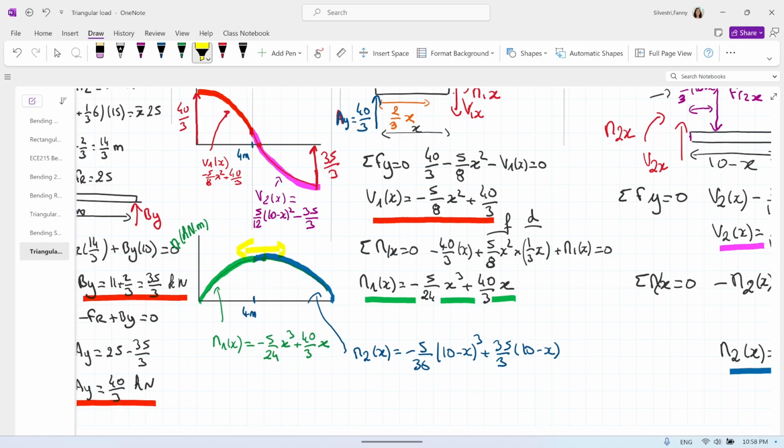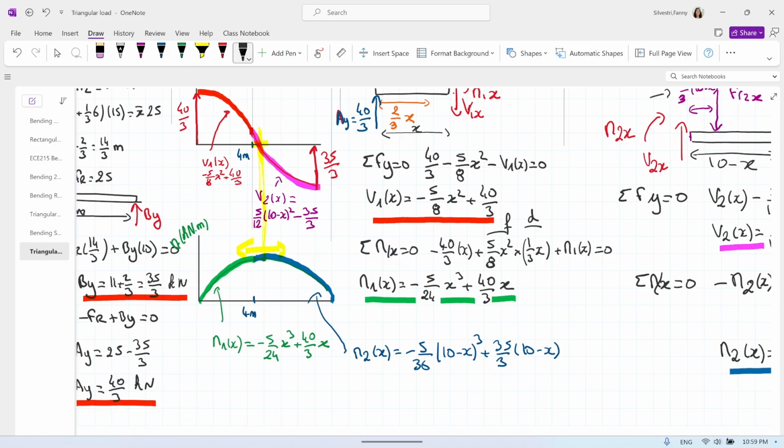And so this, remember, the moment is the integral of the shearing. So where the slope of the moment is 0, I mean that the shear is 0. It's there. Okay. Oops. So this is the same point.